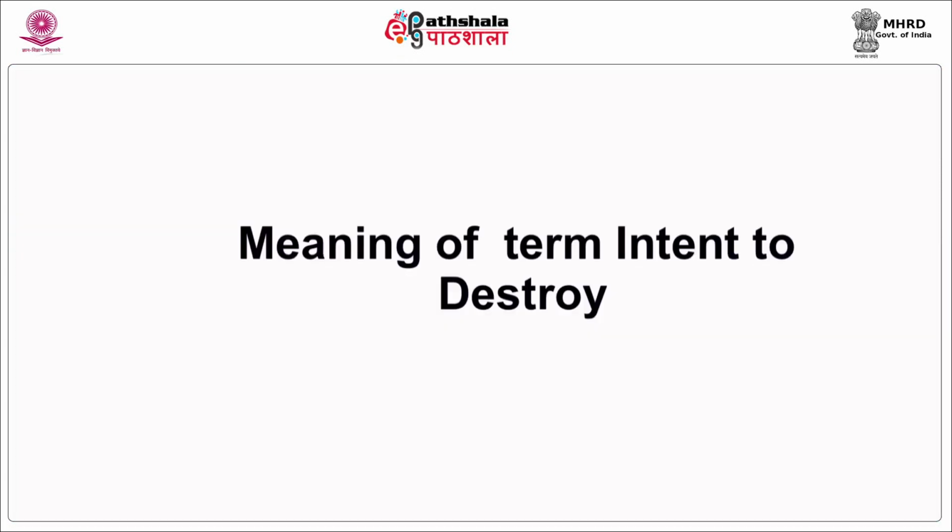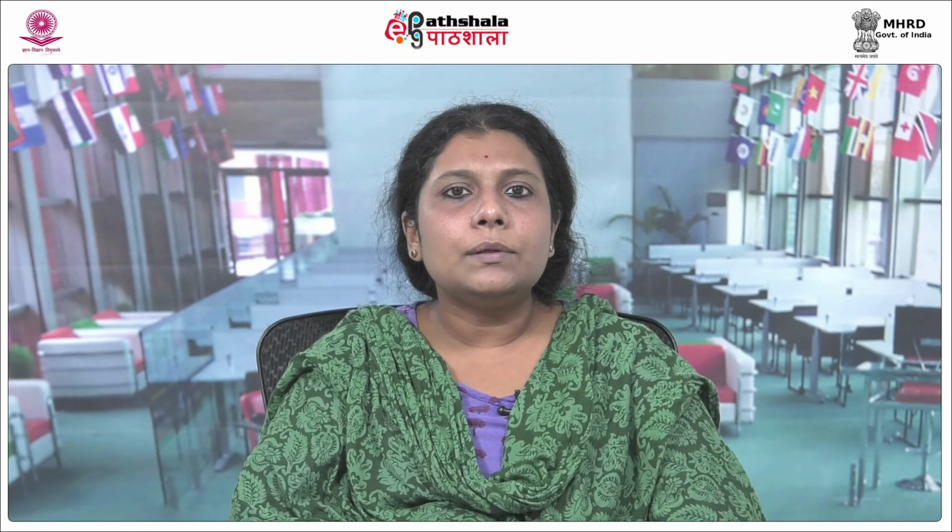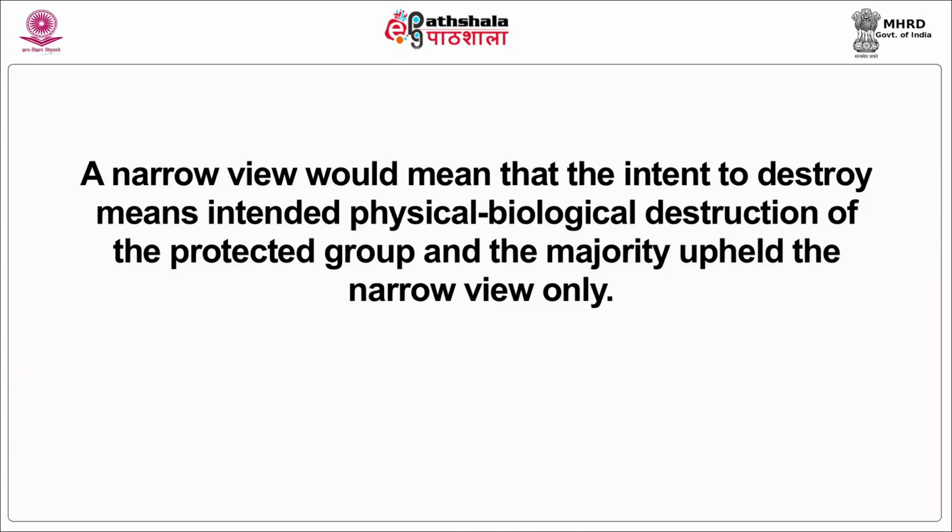What is the meaning of the term intent to destroy? This term appears in Article 2 of the Convention and has been a cause of some judicial concern about whether it ought to be interpreted in a broad sense or in a narrow sense. In the judgment given by the European Court of Human Rights in Jorgic versus Germany in 2007, the court highlighted all the approaches taken by the tribunals thus far. A narrow view would mean that the intent to destroy means intended physical and biological destruction of the protected group, and the majority in the Jorgic case upheld the narrow view.